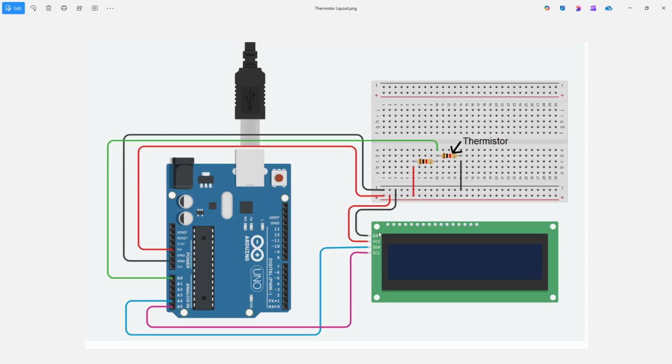The LCD module is also powered with the 5-volt from the Arduino board. The serial clock from the LCD module is connected to pin A5, and the serial data from the LCD module is connected to A4. Next, let us look at the code for this particular problem.